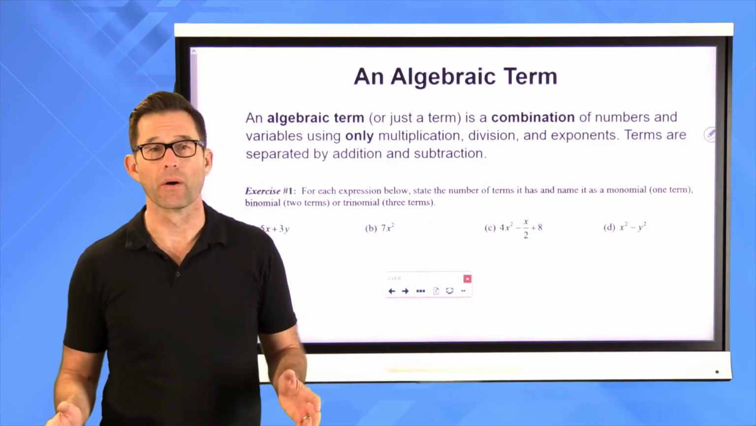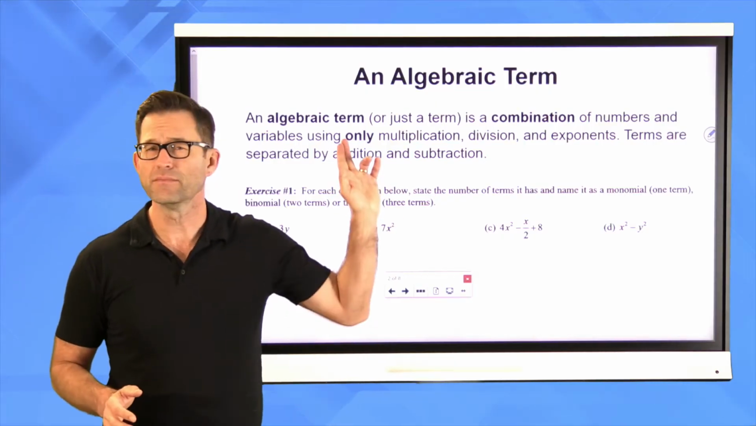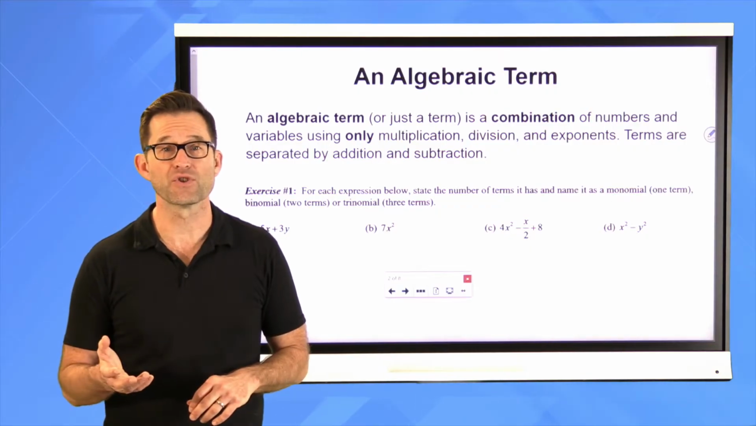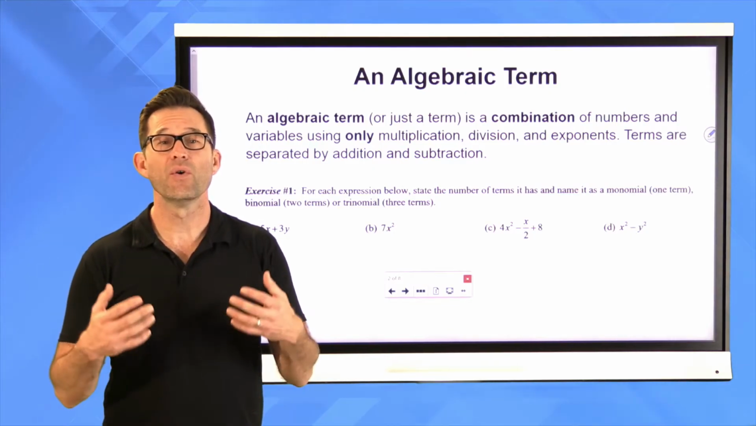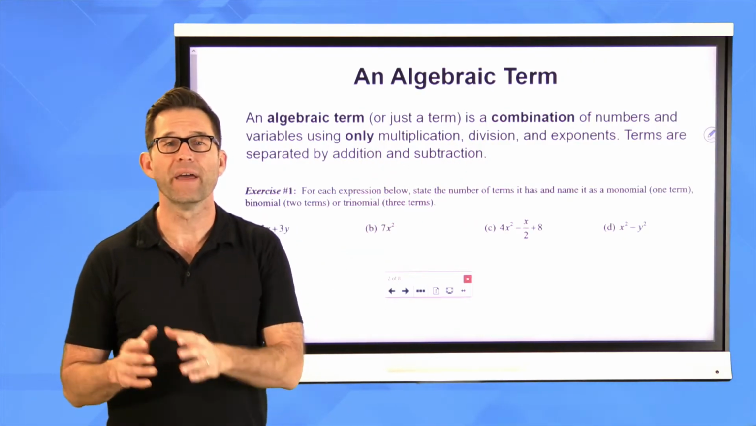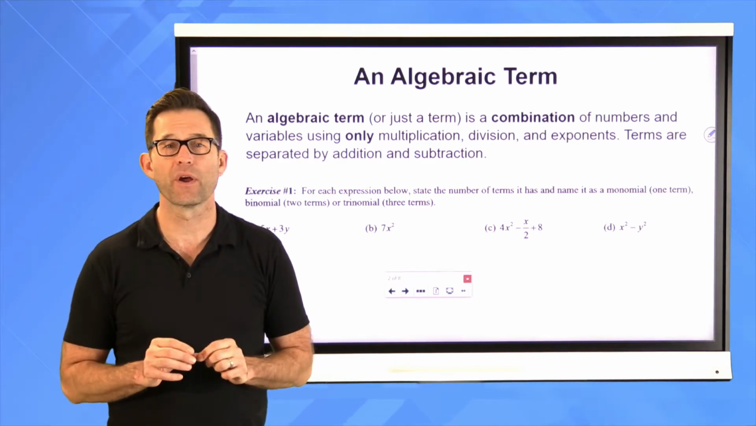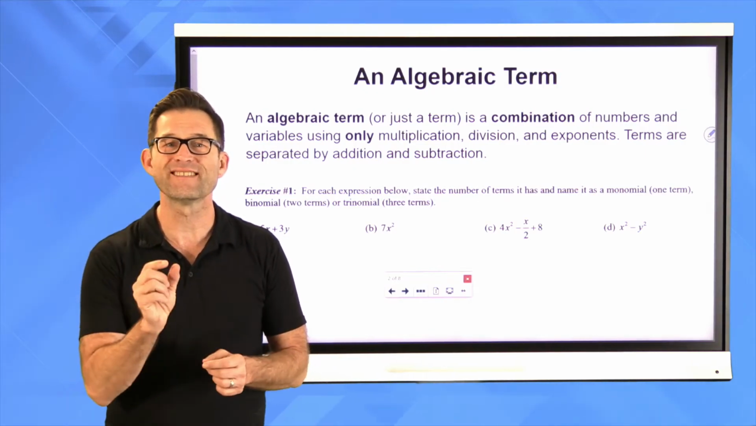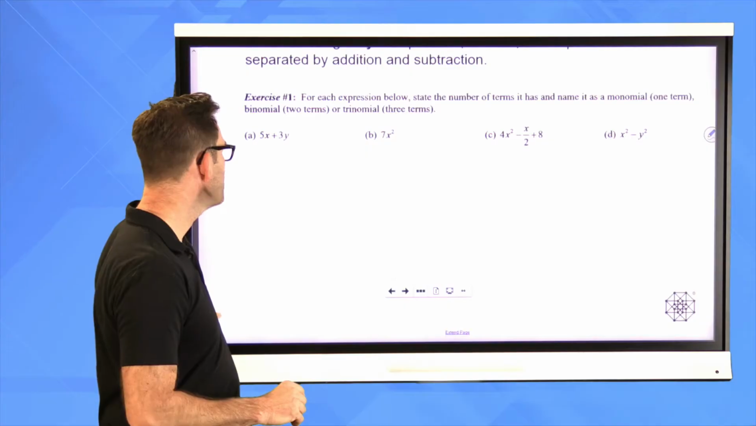An algebraic term. First, before we get into what are like terms, let's make sure we know what an algebraic term is. An algebraic term, or what we'll call just a term, is a combination of numbers and variables using only multiplication, division, and exponents. Now, of course, exponents are just repeated multiplication, so quite frankly, it's basically multiplication and division. Terms are always separated by addition and subtraction. All right, and it's important to be able to look at an algebraic expression and go, well, there's a term, and there's a term, because we often want to think of terms as a single thing, a single entity, if you will. So let's take a look in exercise 1 at just some terms.